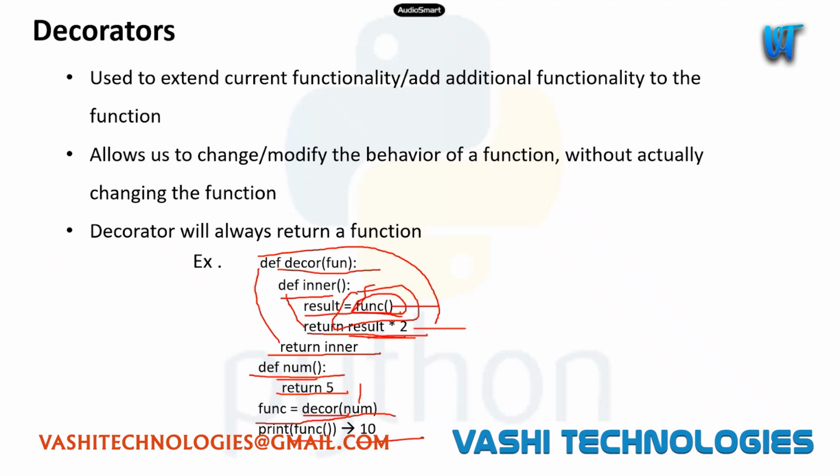If you see this func, this is nothing but our num function. This num function we are passing to the decorator. In the decorator, for this func, I am passing the num function, so it will just execute the num function and the result will be 5. And 5 will be assigned to this result variable. And result into 2, it will take 5 and multiply it with 2 and it will result in 10.